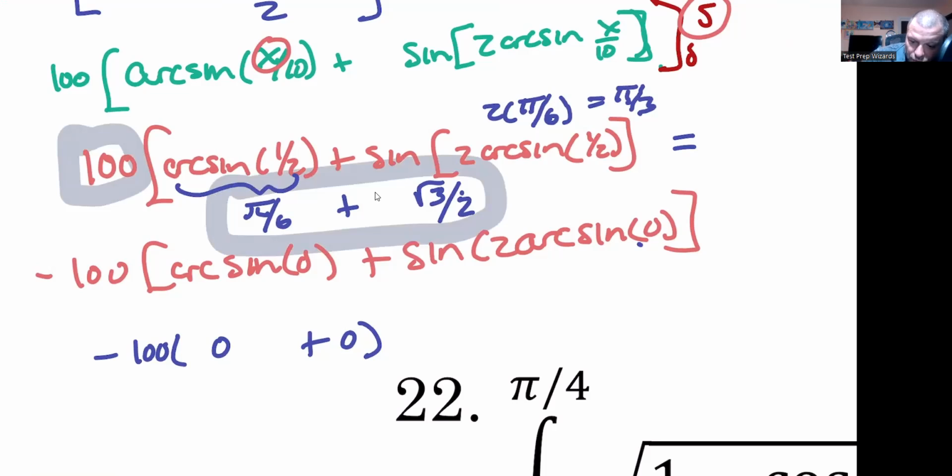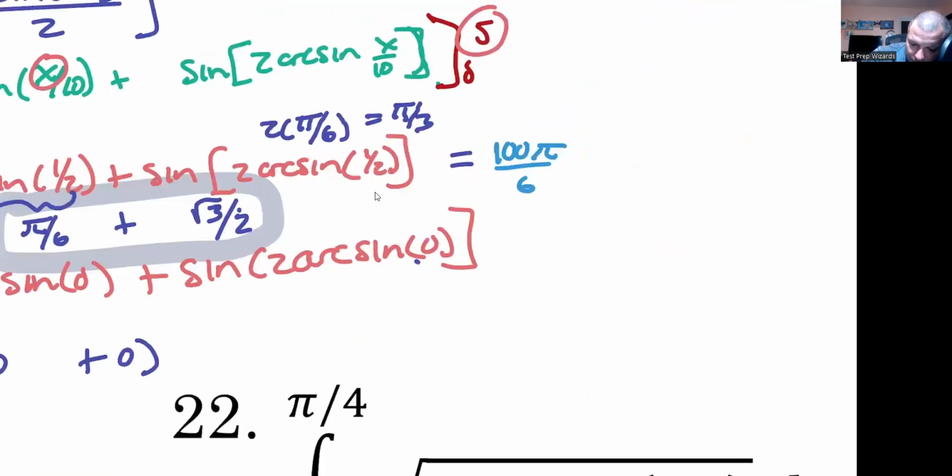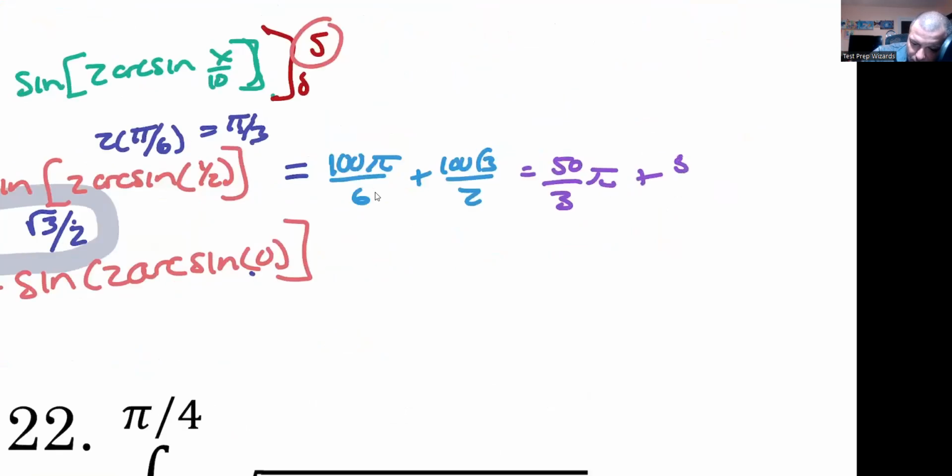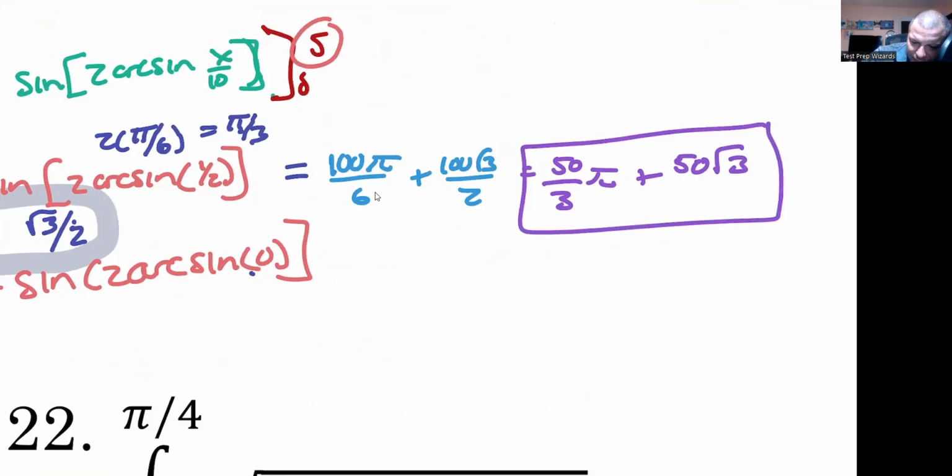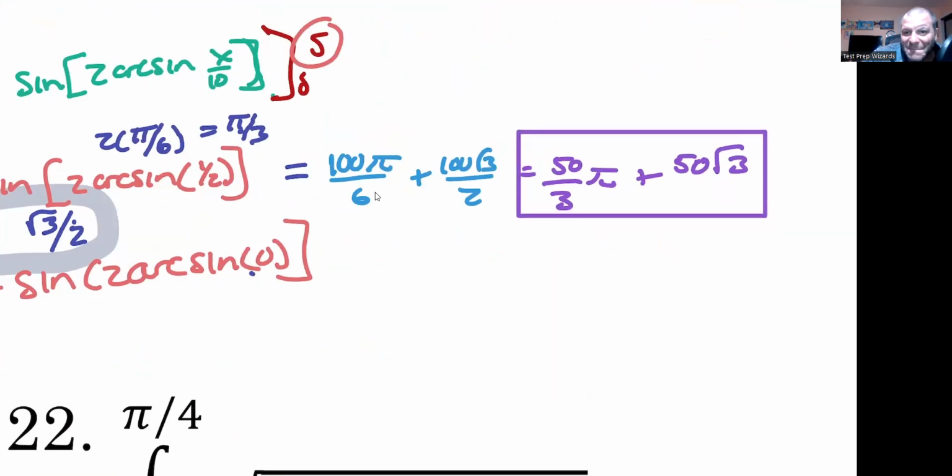So 100 pi over 6 plus 100 radical 3 over 2. We can simplify this into 50 over 3 pi plus 50 radical 3. That's harder than anything I'd give you on a quiz or test.